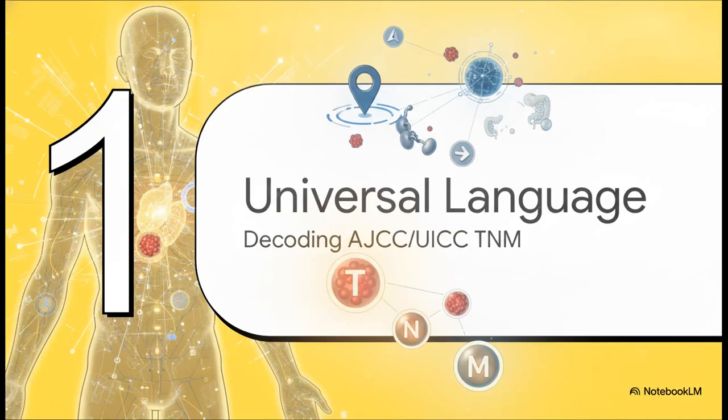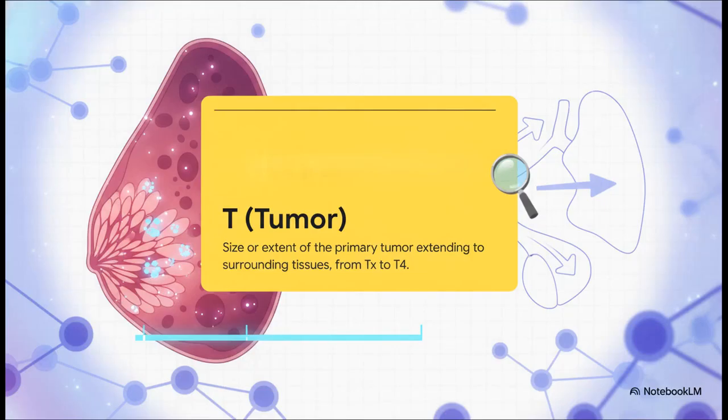Part 1. The universal language of cancer and decoding the AJCC/UICC-TNM. Think of this system as our oncological GPS. Without it, we're practically navigating blind. So first up, we have T for tumor.